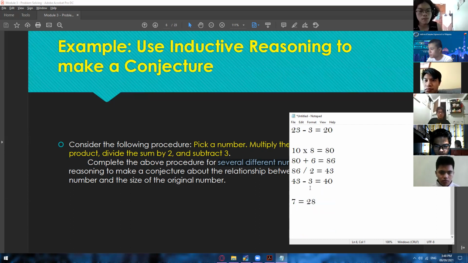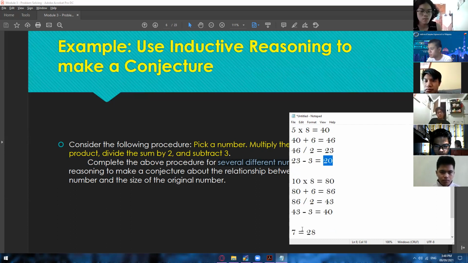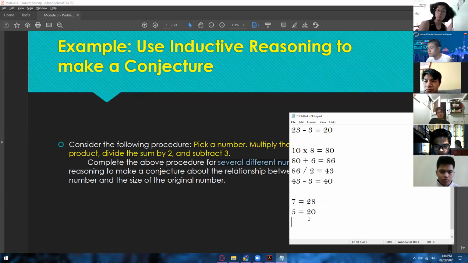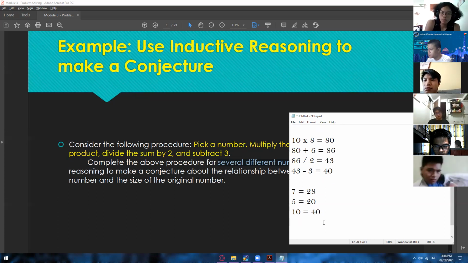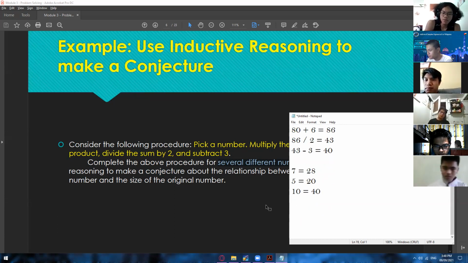And the second one, if we have 5, this will give us a result of 20. And for the last one, we have 10. So if we have 10, this will give us a result of 40. Now, I have a real quick question. What if my number is 9? 36. Okay, that would be 36.